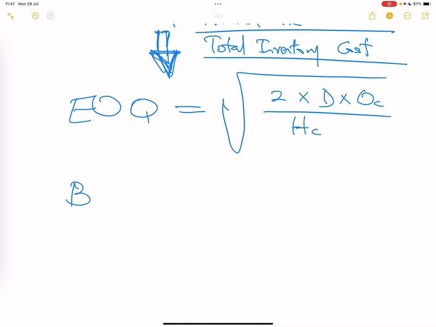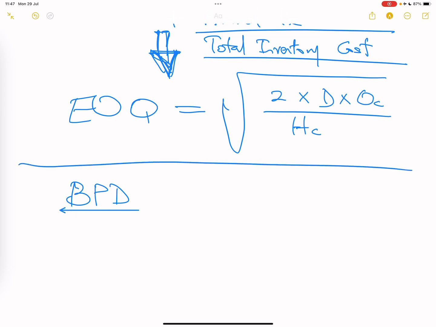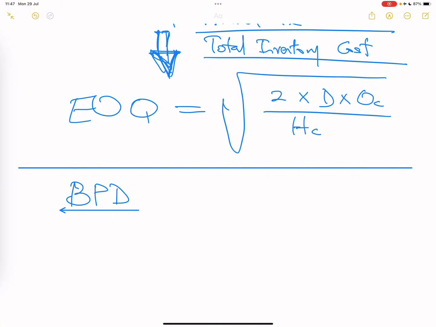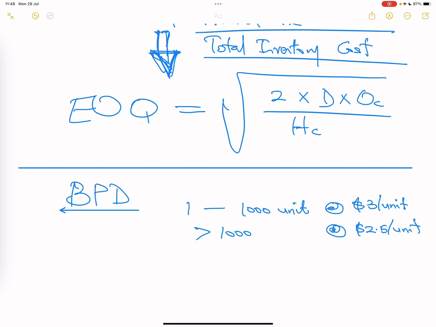And for bulk purchase discount, what this is just saying is that some of these vendors like to give discounts to encourage people to buy a lot from them. Take for instance, you can have a vendor that says, if you buy anything from 1 to 1,000 units, I will sell at $3 per unit. But if you can buy above 1,000 units, I'll sell at 2.5 per unit. So if you can buy more than 1,000, you get a discount of $0.5 per unit. That's a lot. That is even more than 10% discount they are being given.